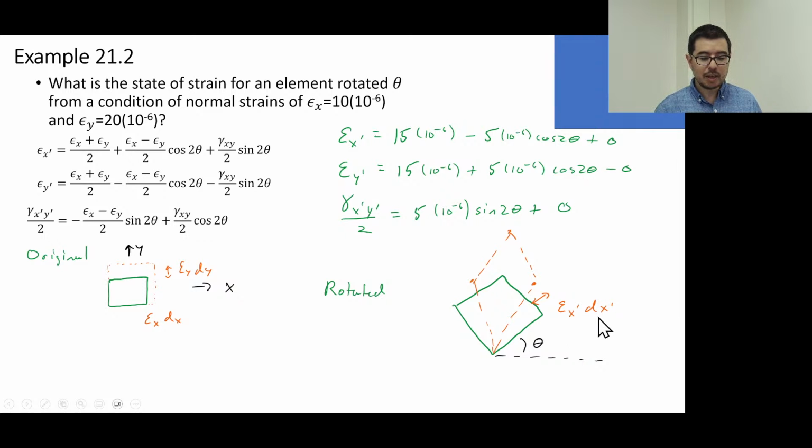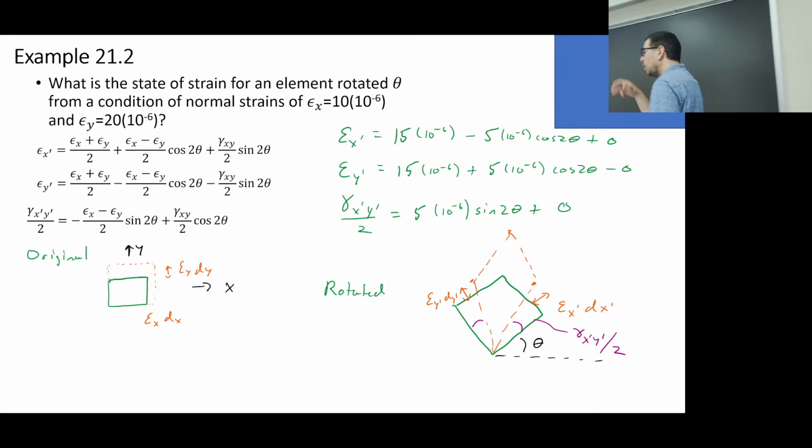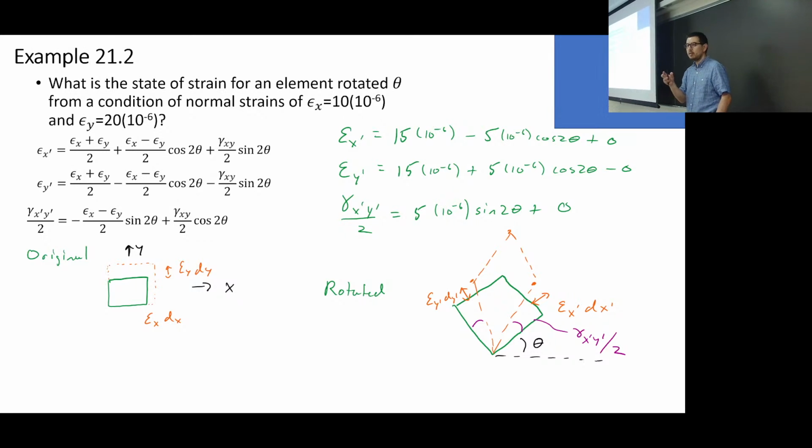We had an epsilon x prime dx prime, and an epsilon y prime dy prime. Those are just the displacements of this element. Now we've figured out our new epsilon x prime is going to be this value, our new epsilon y prime is going to be this value, and then we have a gamma x prime y prime over 2, which we can describe as these angles exterior to this internal one. So again, just trying to give a little perspective on what these transformations actually look like.